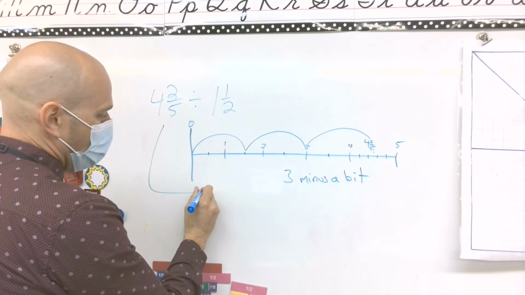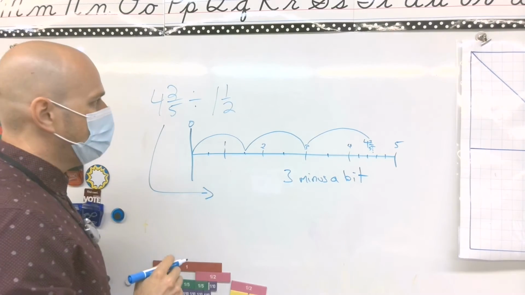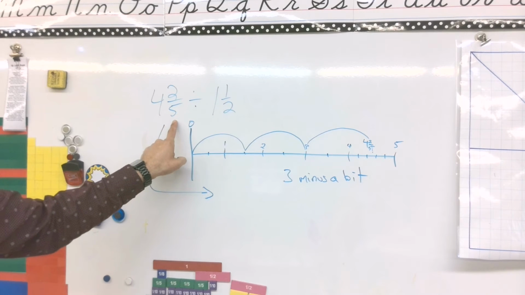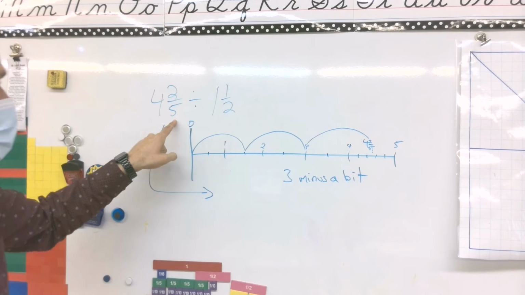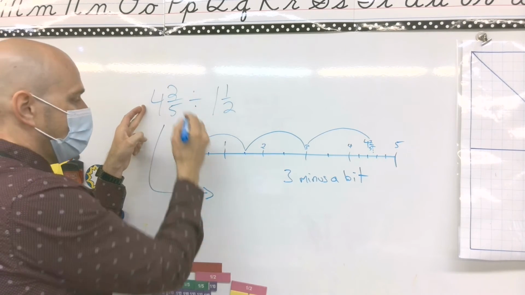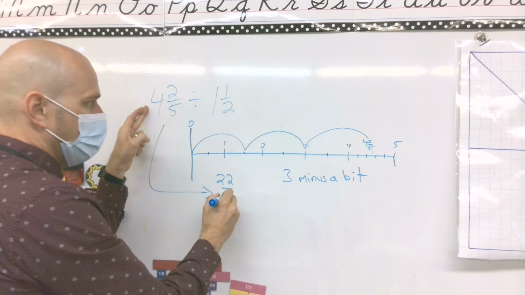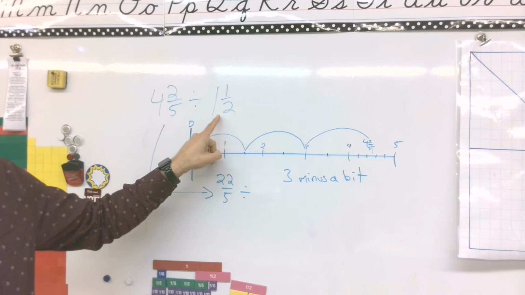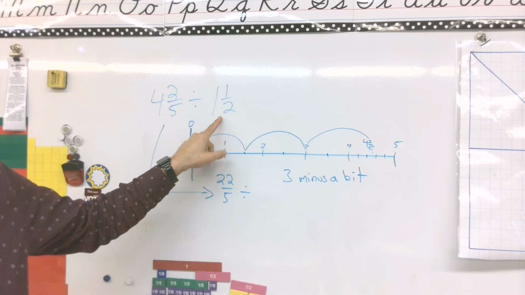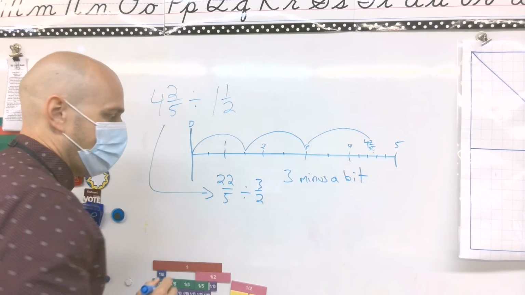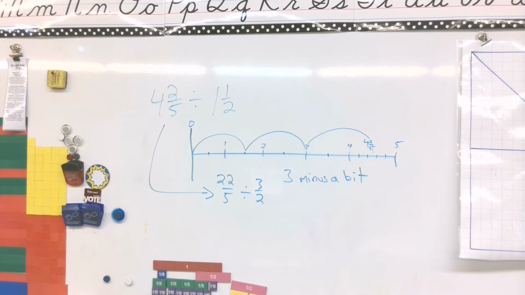Let's rewrite this question. I've got 4 2/5 divided by 1 1/2. First thing I'm going to do is make these into improper fractions. So on your show-me board, can you make that into an improper fraction, please? 4 times 5 is 20, plus the 2. Now make this one into an improper fraction. How many halves are in 1 1/2? That's 3 halves. Now I want a common denominator, as Barnaby pointed out.